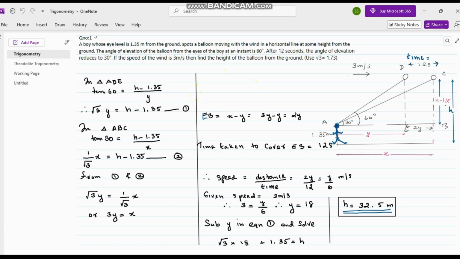And you know that the value of tan 60 is root 3. So root 3 into y is equal to h minus 1.35. It is obtained by cross multiplication. This is equation number 1.